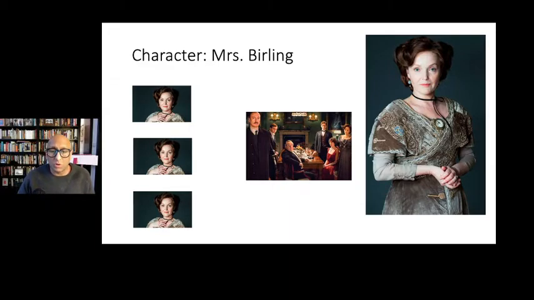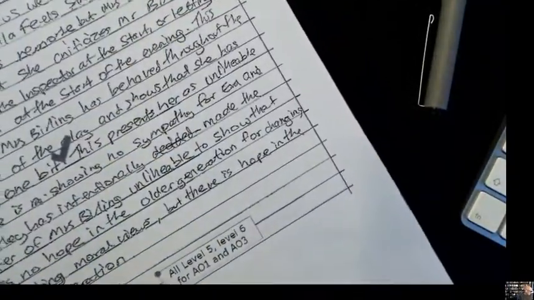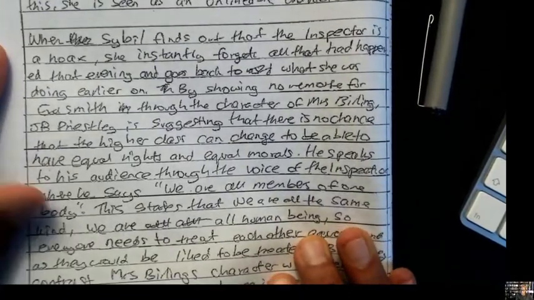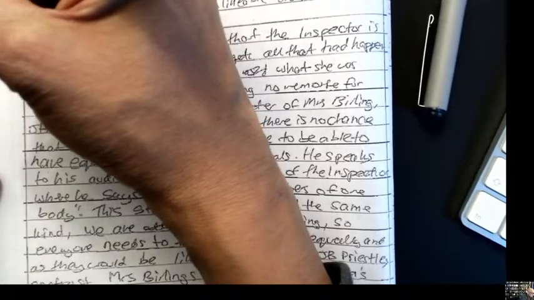Okay, so, sorry about that. Let's look at the Mrs. Birling essay. Again, from the exam board. I'll pick a page at random. Let's do page 13. When Sybil finds out that the inspector is a hoax, so here we get that structural awareness.